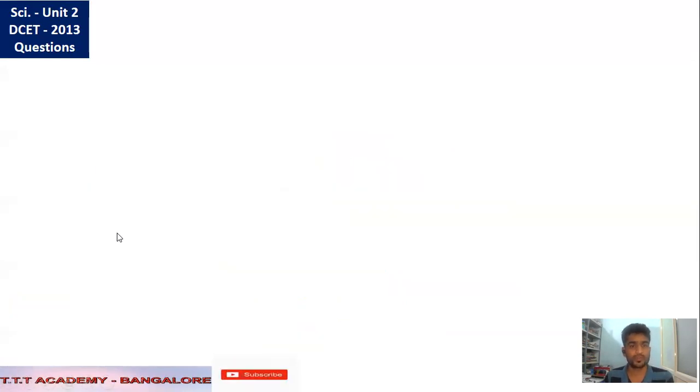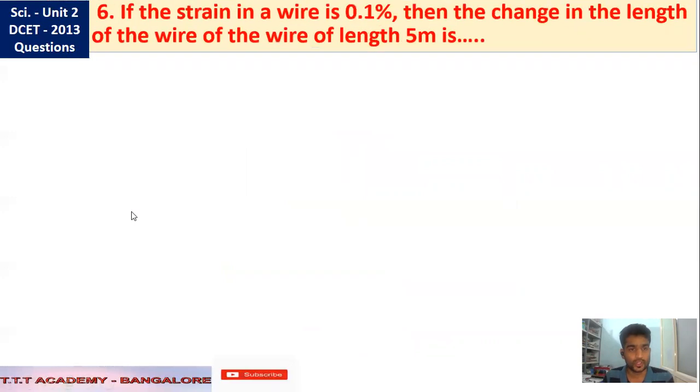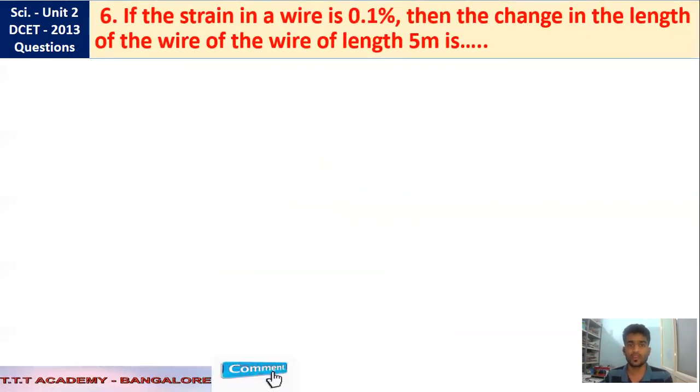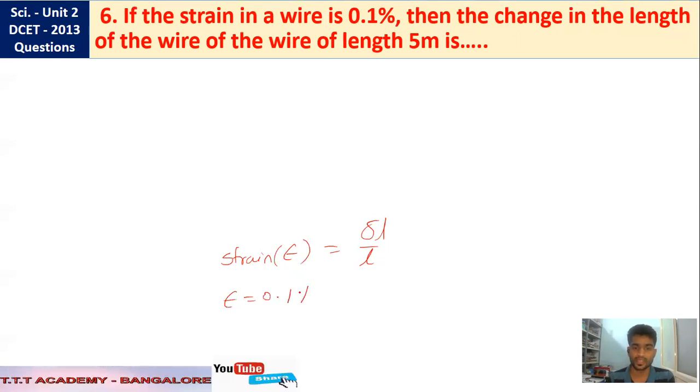Okay, dear students, next I'm going to proceed with the next one. Question number 6. If the strain in a wire is 0.1 percentage, then the change in the length of the wire of length 5 meter is. Dear students, first of all, what is the meaning of strain? Strain, usually denoted by epsilon, is change of length by original length. Here in this question, the strain of the wire is 0.1 percentage.